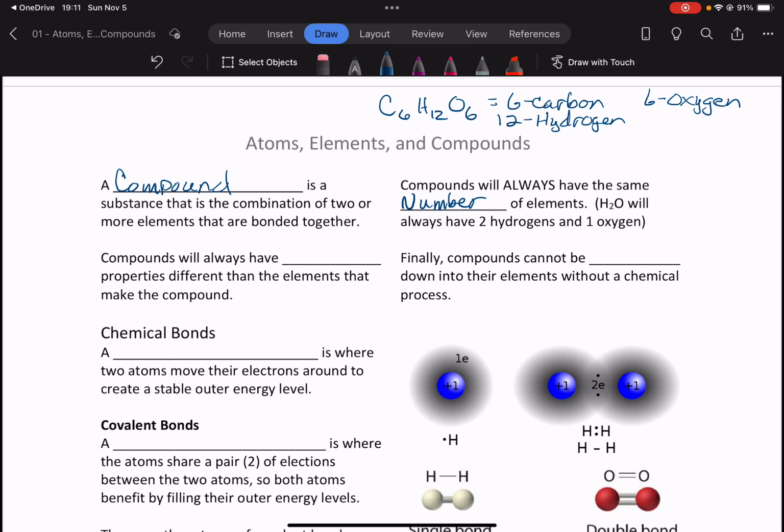Compounds will always have some properties that are different from the elements that make the compound. They have some properties that are the same or similar, and some that are different.